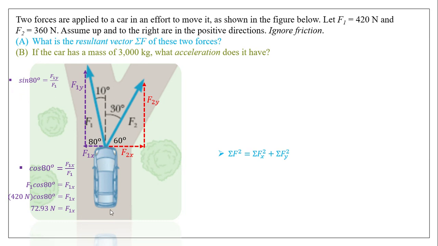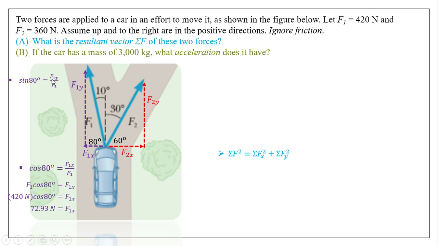We can apply the same skill to find F1y. F1y is the opposite of the 80 degrees angle that I'm choosing to use. Therefore, opposite is sine. So sine of 80 degrees is opposite over hypotenuse.